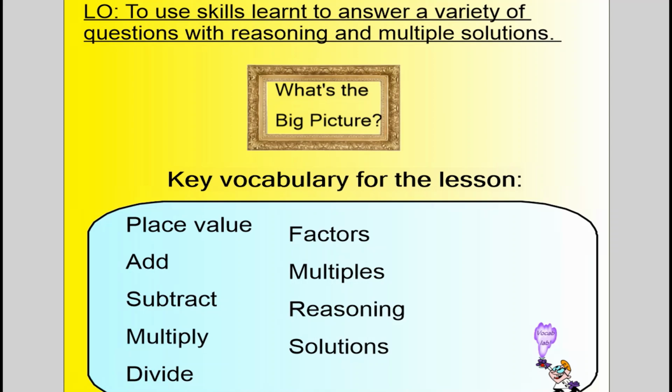So the learning objective today is to use skills learnt to answer a variety of questions with reasoning and multiple solutions. So you're going to have to know your place value, adding and subtracting, multiplying and dividing, factors, multiples, reasoning and solutions. You might also need your square number and your prime number knowledge as well.